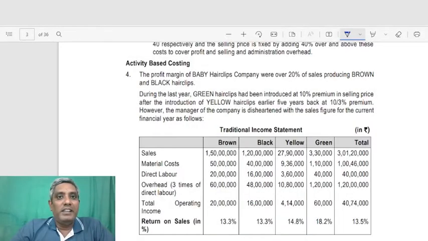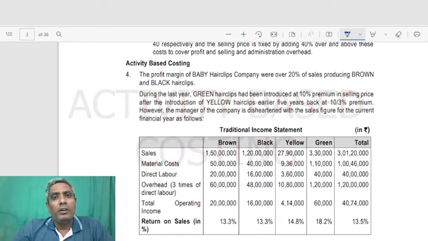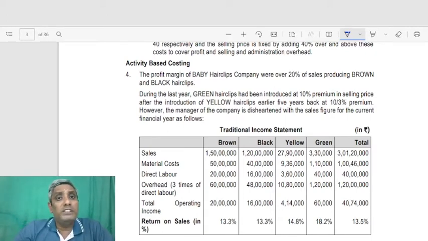My dear CA intermediate students, in this lecture of RTP discussion of November 22 for CA intermediate, we will look into activity based costing. While discussing activity based costing, you should remember two things very clearly. One is the cost pool and the cost driver. Cost object is a product or a service, whatever it is.